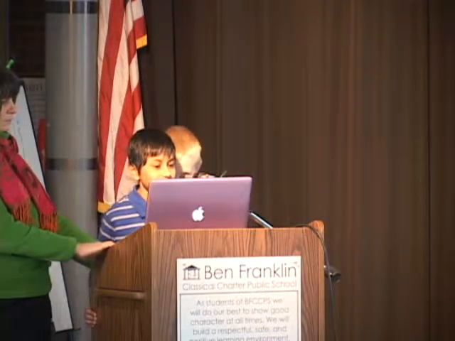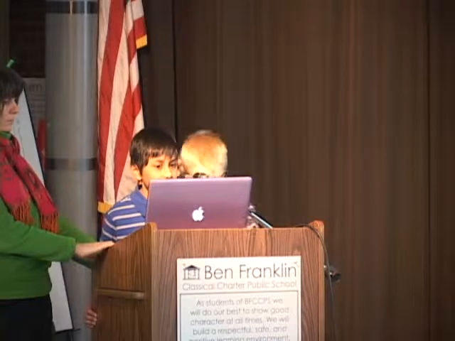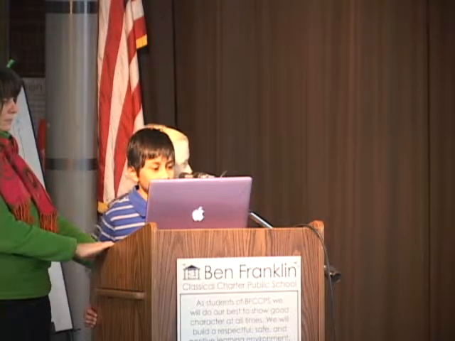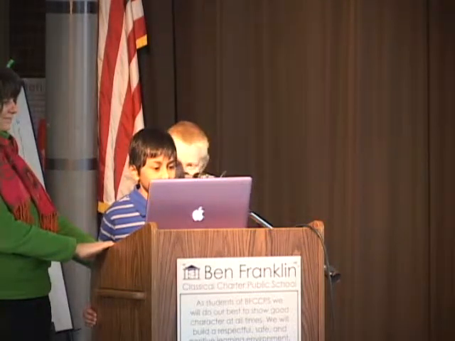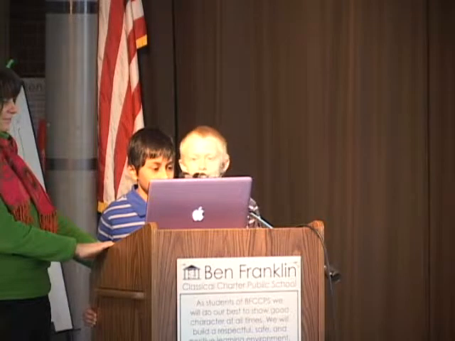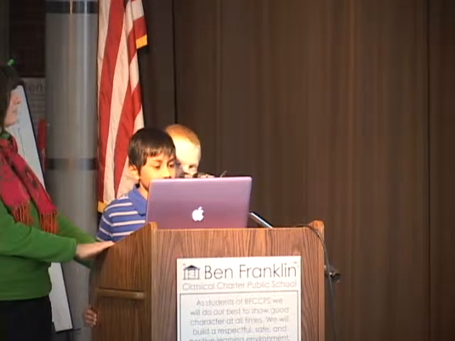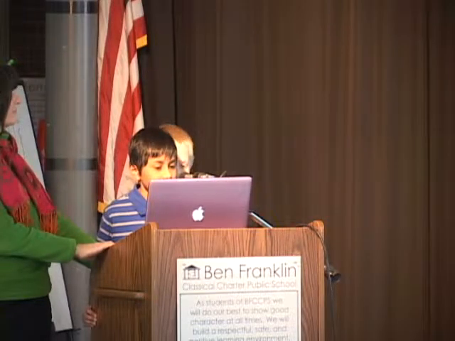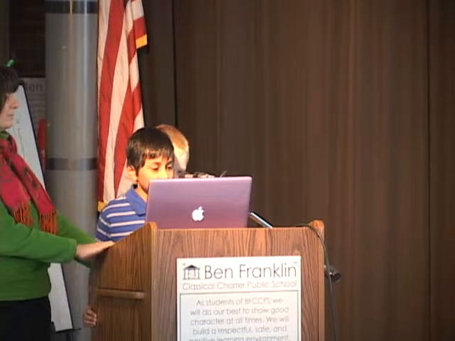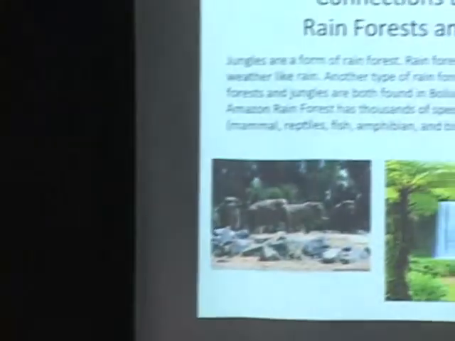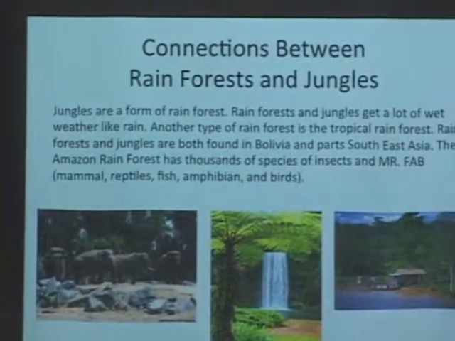Connections between rainforests and jungles. Jungles are a form of rainforest. Rainforests and jungles get a lot of wet weather like rain. Another type of rainforest is the tropical rainforest. Rainforests and jungles are both found in Bolivia and parts of Southeast Asia. The Amazon rainforest has thousands of species of insects and the animal classifications of mammals, reptiles, fish, amphibians, and birds.